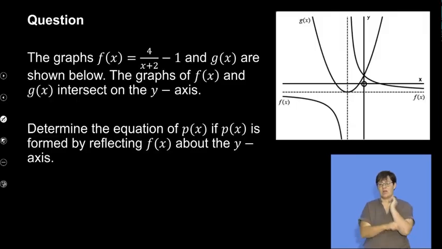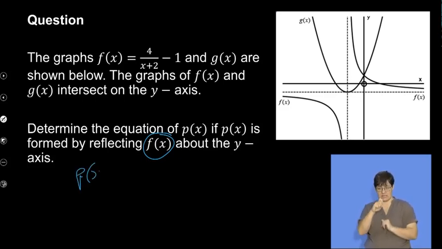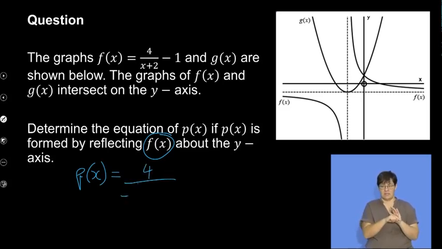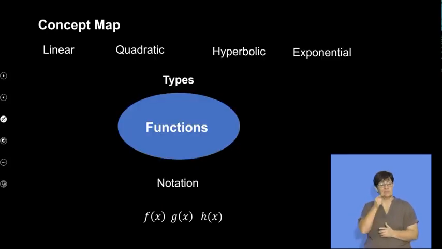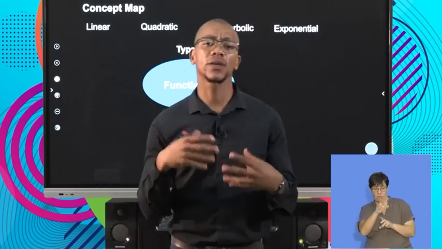And then just the last question will be determine the equation of p of x if p of x is formed by reflecting this about the y-axis. If you reflect it about the y-axis, my x must change. So it means p of x will be equal to 4 over minus x plus 2 minus 1. And then you solve it so that you can remove those brackets there. Right, so that's what you guys need to please look at with these particular questions.